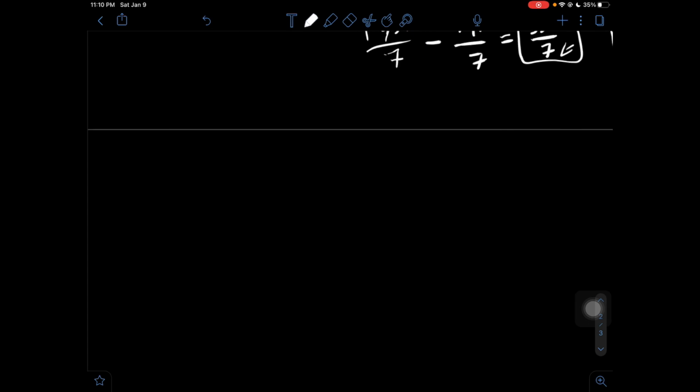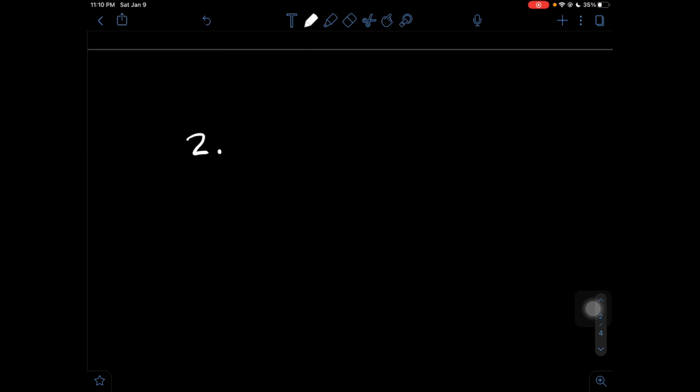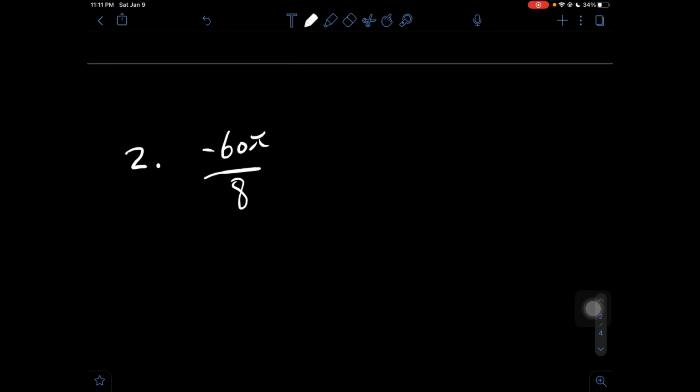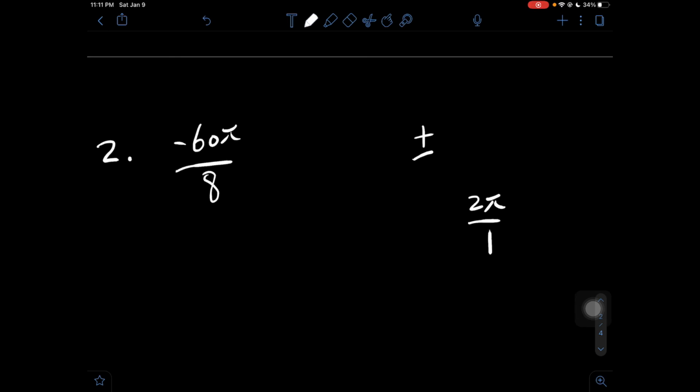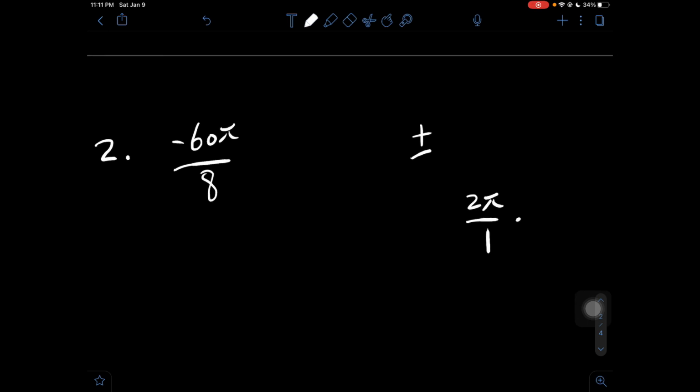Great. Let's do one more practice problem. The second problem, we were given negative 60 pi over 8. We're going to do something similar to what we just did in practice problem number 1. That being getting a common denominator, since we are adding or subtracting, and remember we're adding or subtracting 2 pi over 1 or its multiples. And in order to get a common denominator, we're going to multiply by 8 over 8, giving us 16 pi over 8. Okay, so this is what we are going to be adding or subtracting.